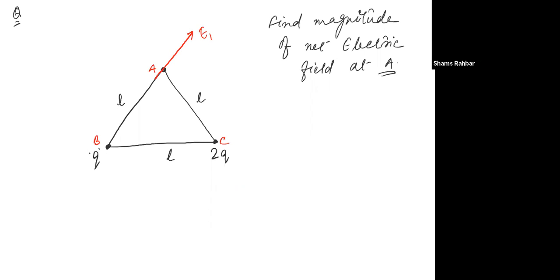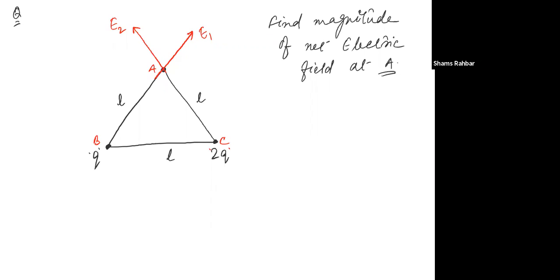Let me call this electric field E1. And what about 2q? What kind of charge it is? Positive or negative? Positive, sir. Again, electric field due to this charge will also be away from the charge. Let me call this E2. This is the first step that we have already completed.